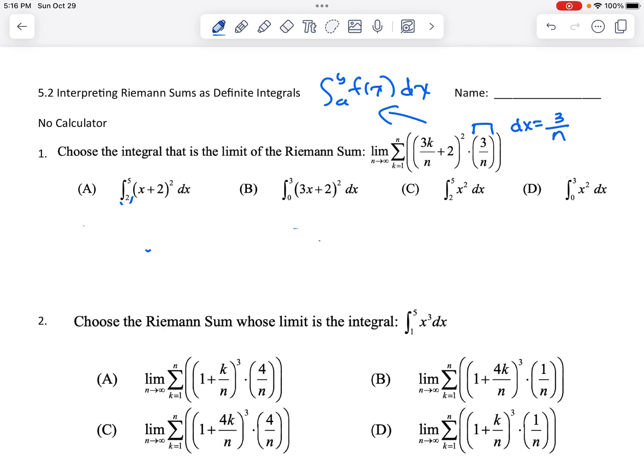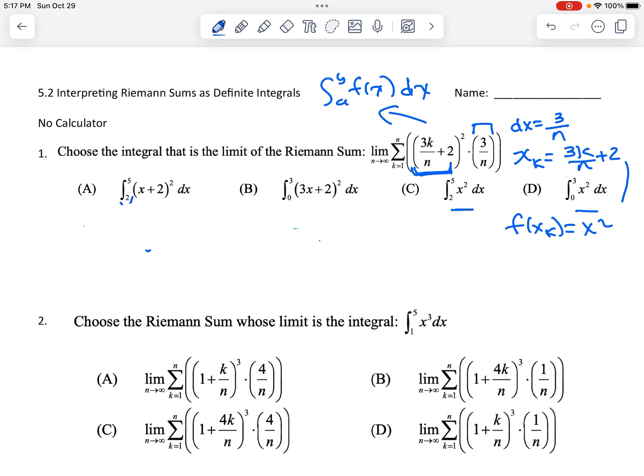Now, the next thing I look at is, what is my x? And sometimes it may be a little bit trial and error. So I'm going to say, okay, it looks like maybe I have two problems where x could be all of this piece. So let's say that x sub k, your general x, is 3k over n plus 2. So f of x sub k is really x squared. We are taking this entire function and squaring it.